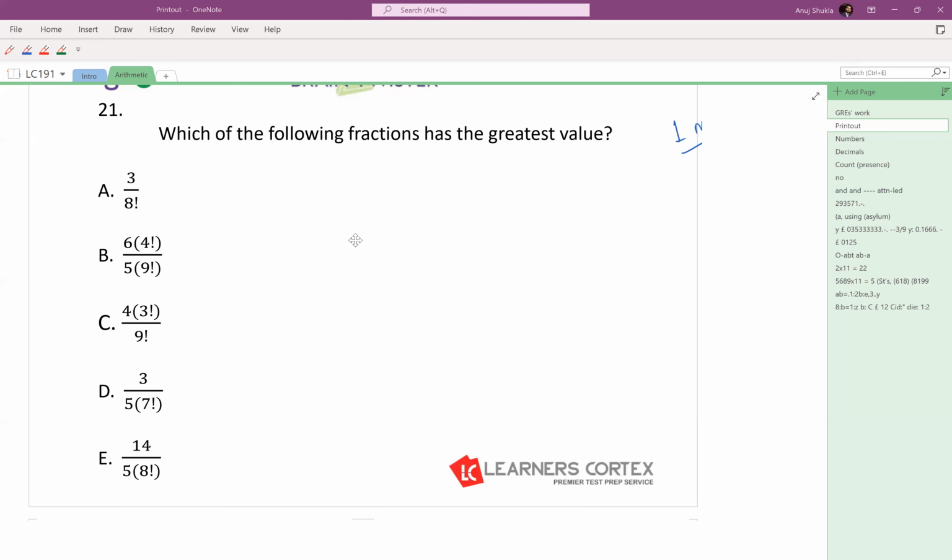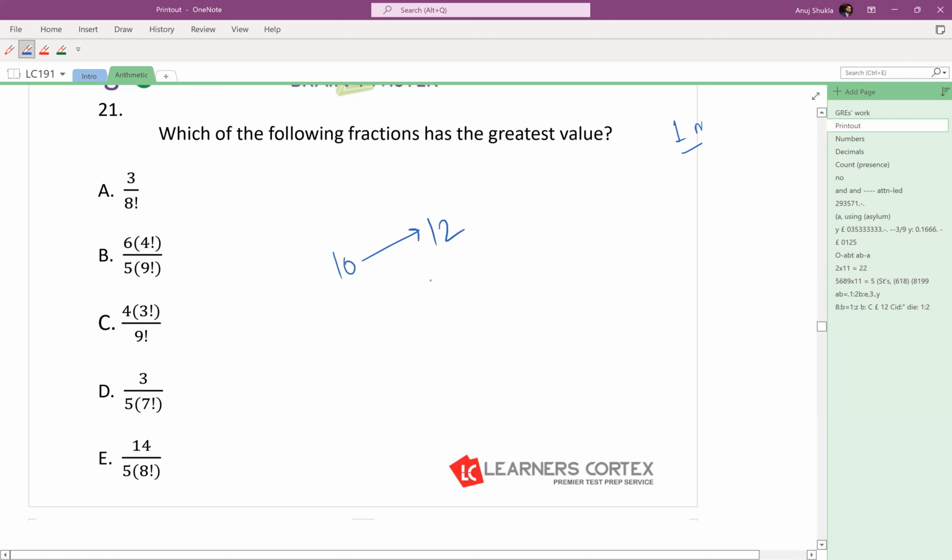So if I say that there is an increment from 10 to 12, how much percentage increment? How can you say how much change? That is 2 over 10. So 2 over 10 into 100, that is how much? 20% increment. This is the basic. Okay.